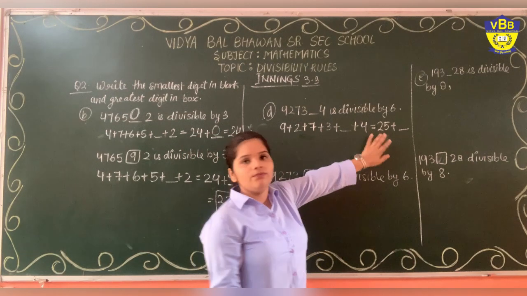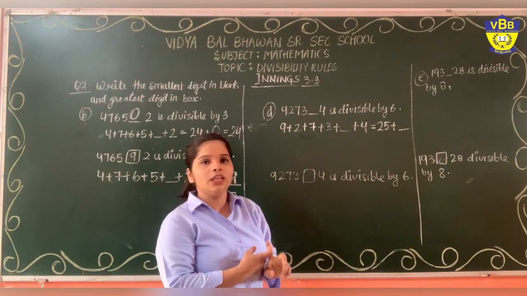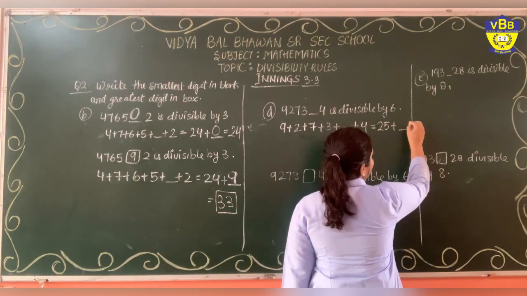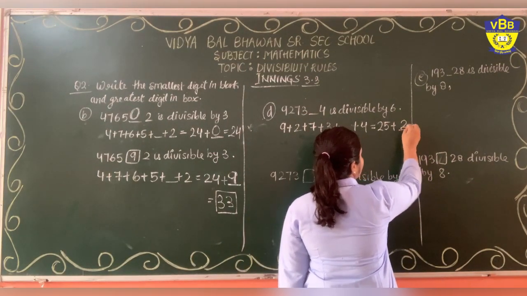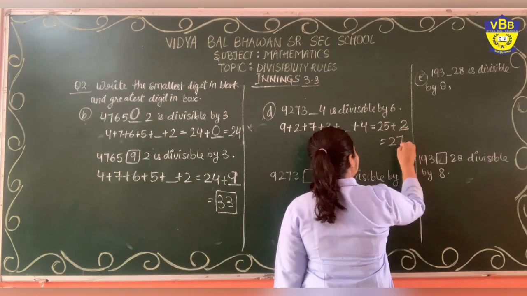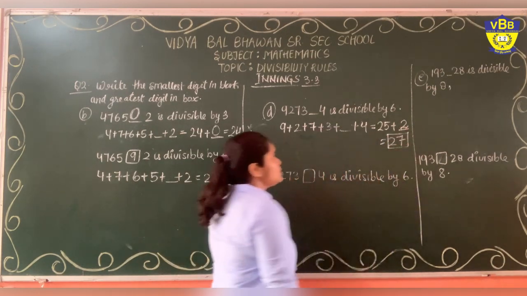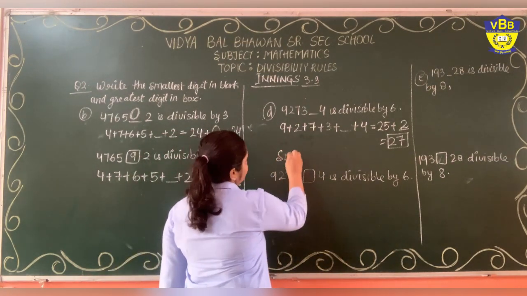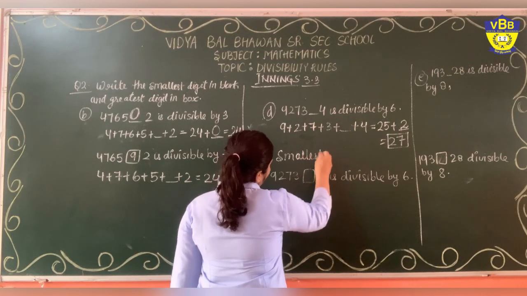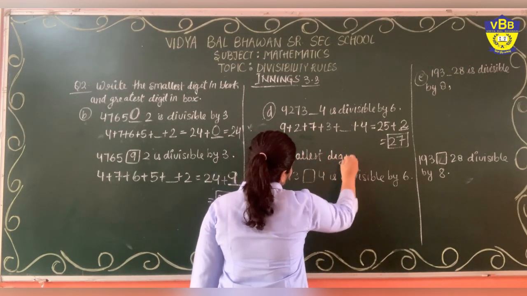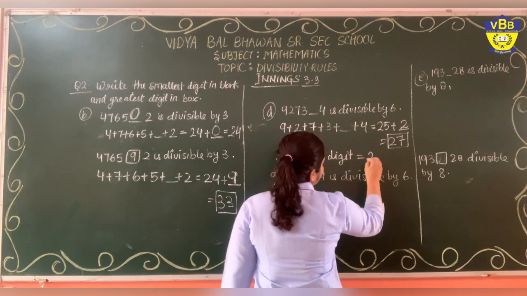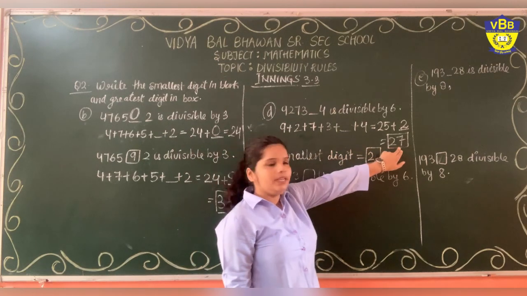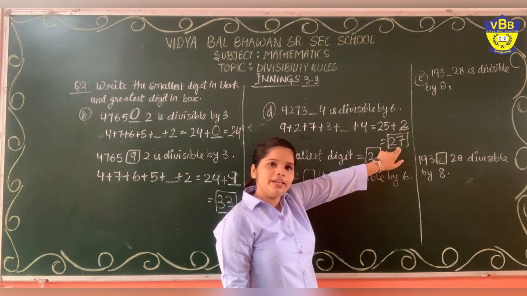So after 25, the number which comes in the table of 3 is 27. So what number should be added here so that it will become 27? It is 2. The answer is becoming 27. So the smallest possible digit which has to be written here will be 2. When you write 2 here, the sum will become 27 and it will be divisible by 3.